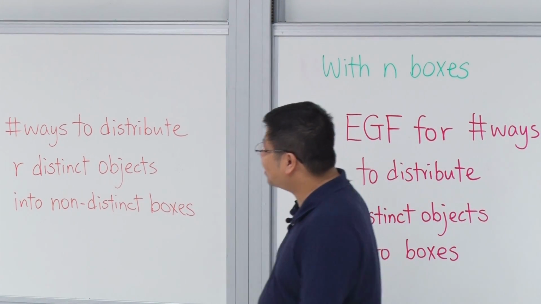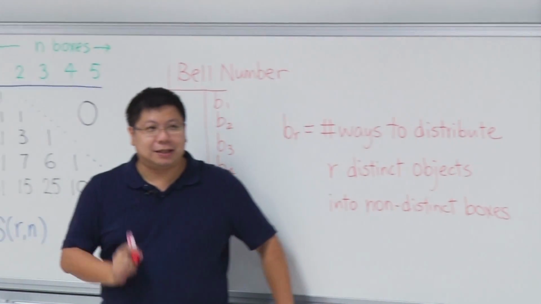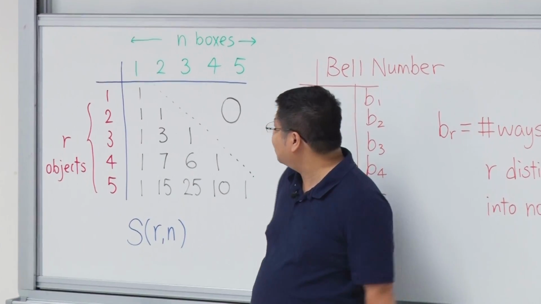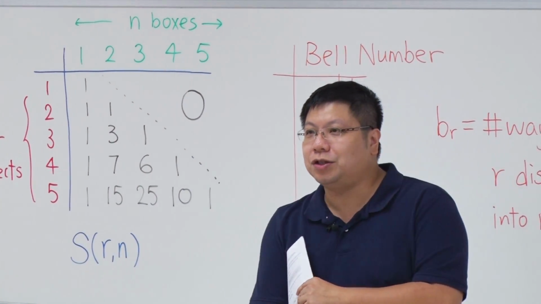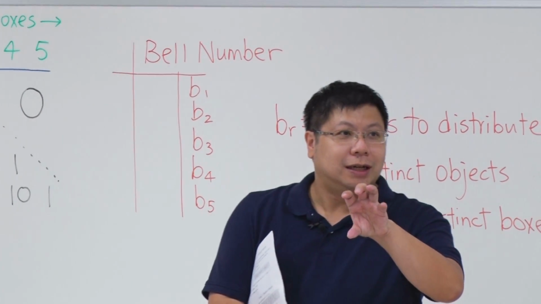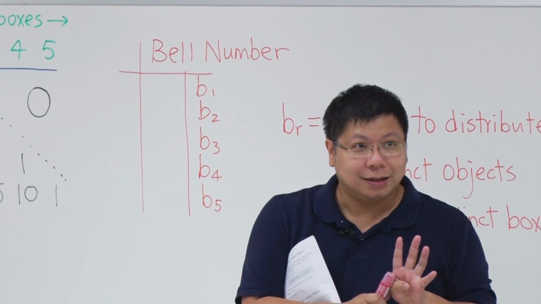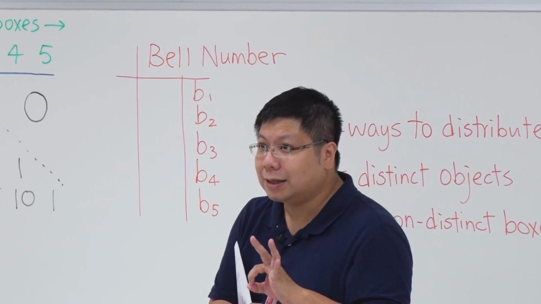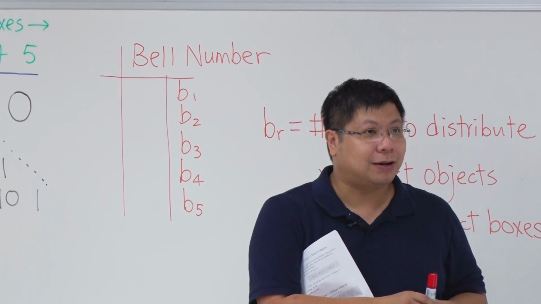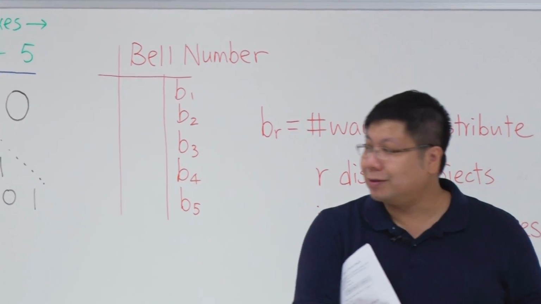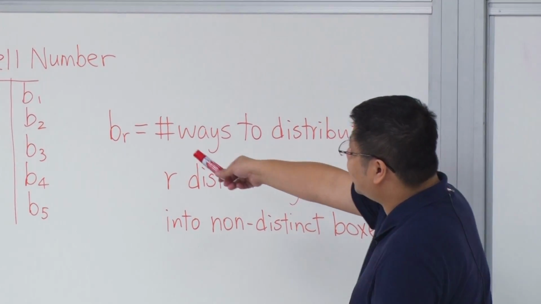Okay, so let us review. Last time we talked about the Stirling number of the second kind. S(r, n) counts the number of ways to put r balls into n boxes. The balls are distinct, the boxes are non-distinct, and we have one more requirement: each box cannot be empty. Is that okay? So this is called S(r, n).